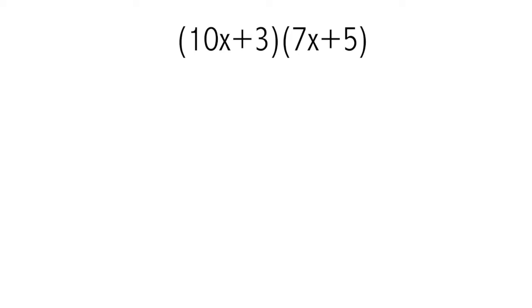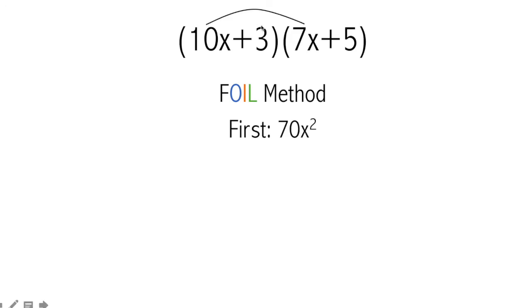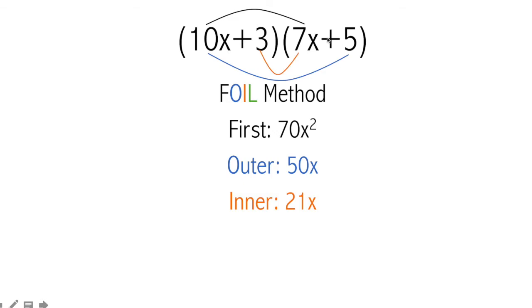In case you can't recollect that, there is a nifty way to remember it. It's called the FOIL method. It involves multiplying the first terms in both of the binomials, so 10x into 7x, 70x squared. O stands for outer, 10x into 5, 50x. I stands for inner, 3 into 7x, 21x. And L stands for last, 3 into 5, 15.